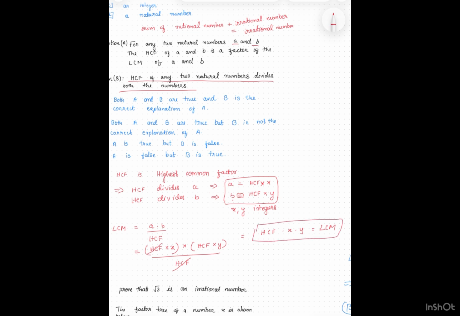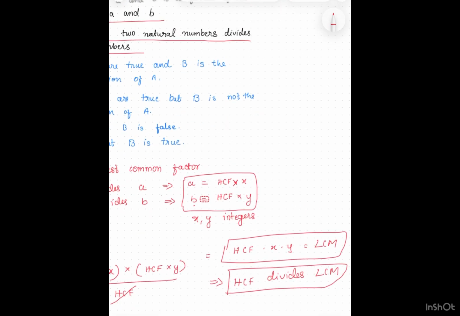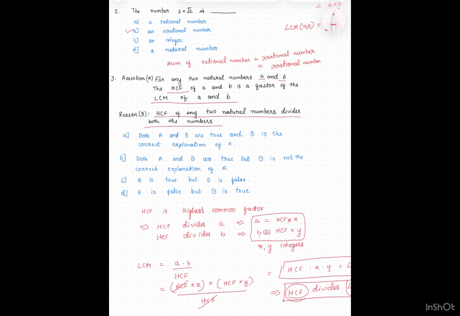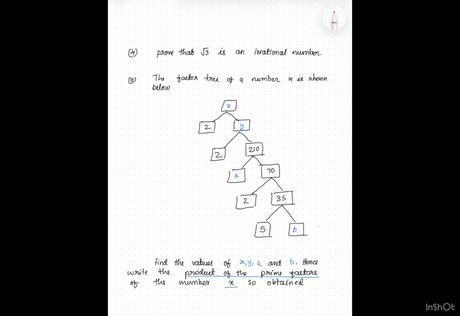From this we can say that HCF divides LCM. HCF divides LCM means HCF is a factor of LCM. Hence the proof. So we can conclude that the two statements are true. Both A and R are true, and R is the correct explanation of A. Next question, prove that root 3 is an irrational number.